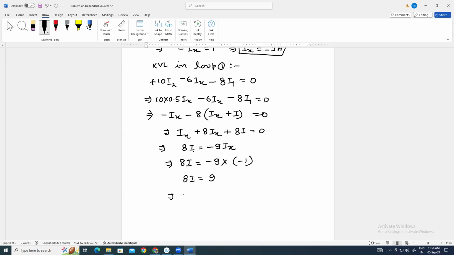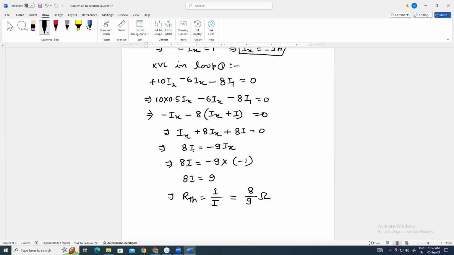हमको क्या calculate करना है RTH के लिए? RTH is equal to 1 upon I. So 1 upon I means 8 by 9, 8 by 9 ohm. ठीक है value RTH is equal to 8 by 9 ohm. ठीक है ये? Yes sir, सही है.